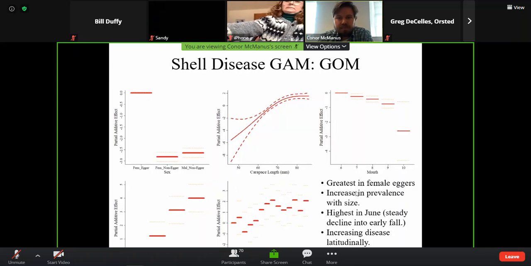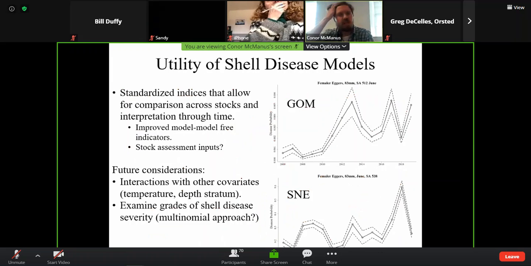And so from these models, we can then start to try and think about producing standardized indices through time, to see how shell disease has actually changed, now better accounting for varying factors and experimental design. So as examples here on the right, we have indices for Gulf of Maine and southern New England for shell disease of female eggers at 83 millimeters in June for 2 different stat areas.